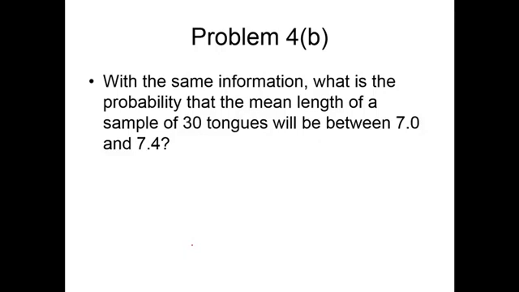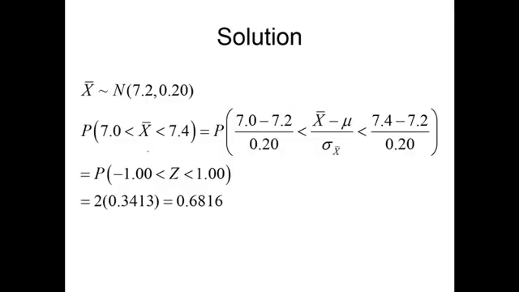With the same information, what is the probability that the mean of a sample of 30 tongues will be between 7.0 and 7.4? So we're taking it to a different part of the curve. It's the same information, so it's normally distributed, mean 7.2. The standard error of the mean is 0.20. What's the probability that X bar is between 7.0 and 7.4?